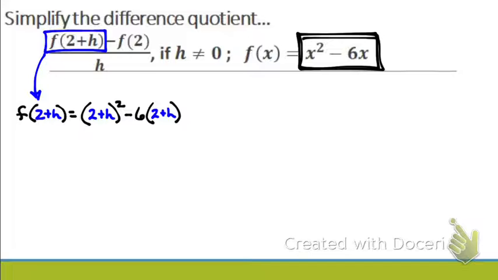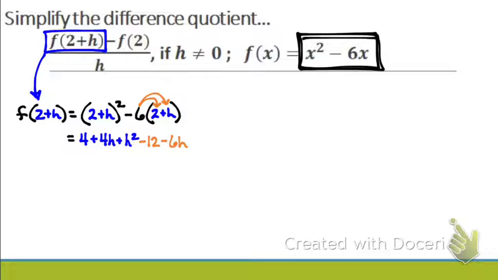We need to expand our binomial. We need to distribute that negative 6. What's it going to look like when I expand the binomial? Yes. 4 plus 4h plus h squared. I'm going to distribute this negative 6, so I have minus 12 minus 6h.